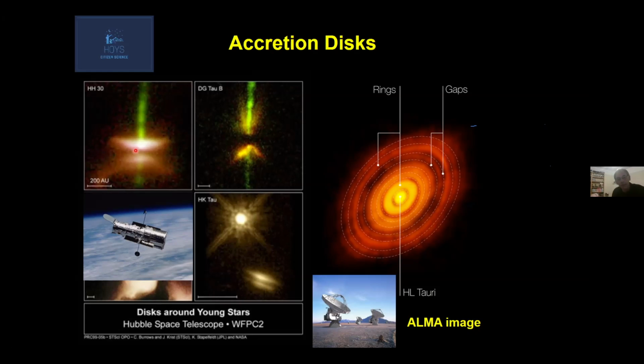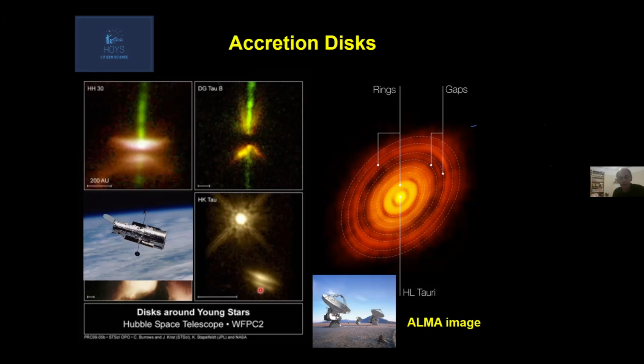The disks are not flat. They're not like Saturn's rings. They're flared. That means if you go further away from the central star, they get thicker. So what you see as these white bowls here is basically scattered light that comes from the central star, scattered off the surface of that flared disk, and then back to the observer. And the green thing is basically the jet coming out.